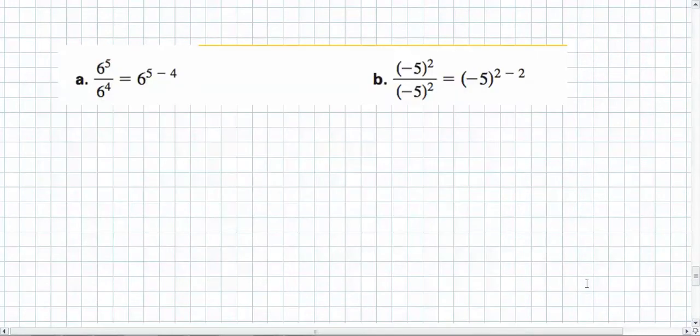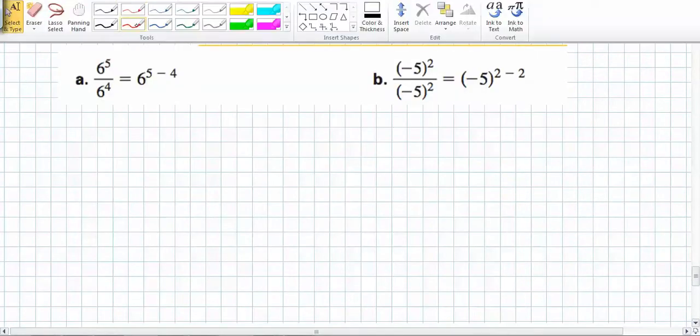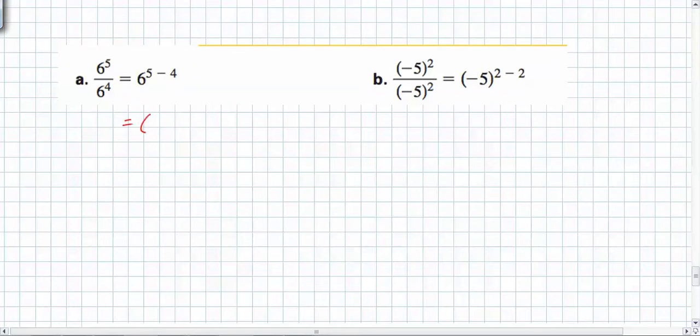So let's simplify these two. 6 to the 5th over 6 to the 4th is going to be 6 to the 5 minus 4, which is 6 to the 1, which is just 6.